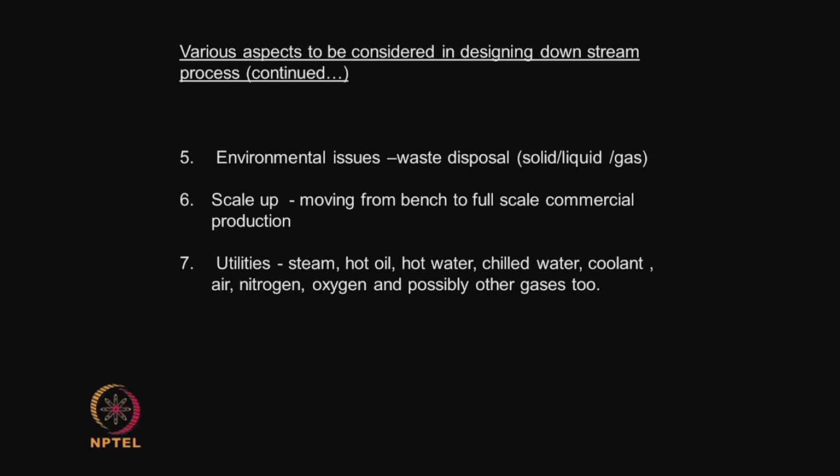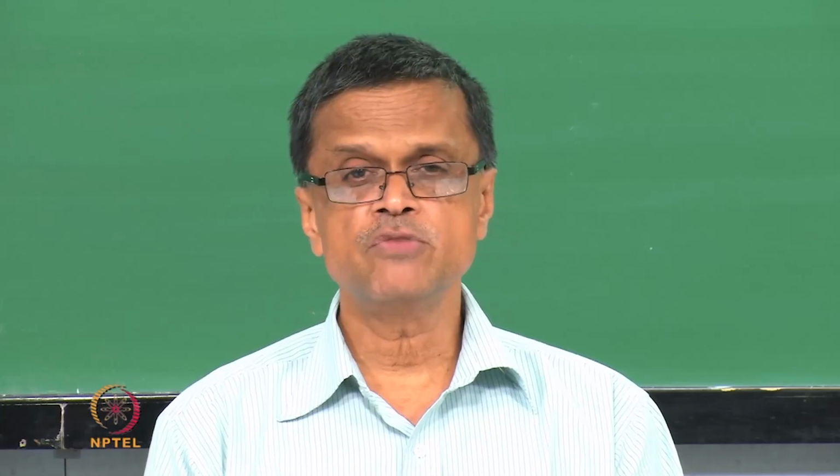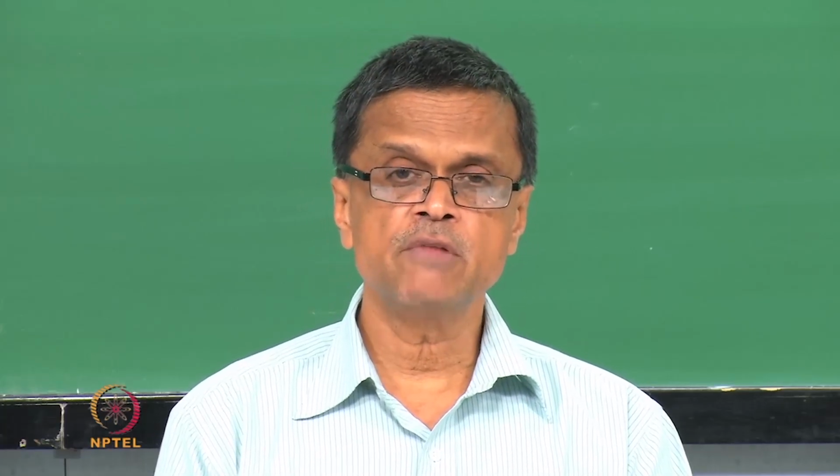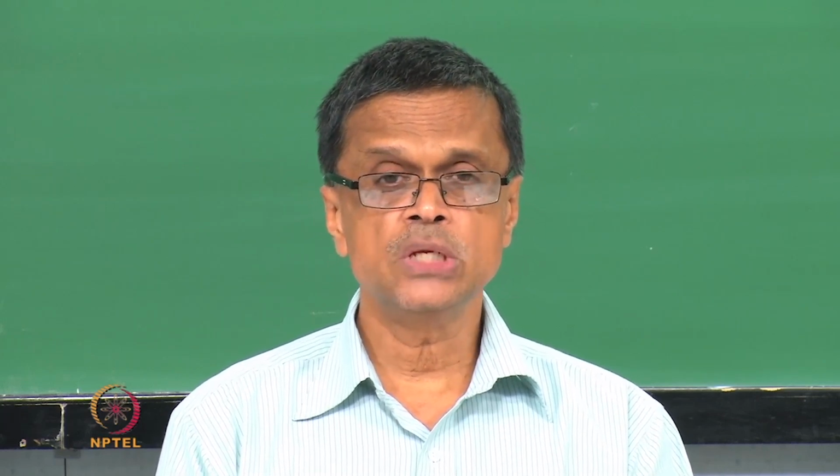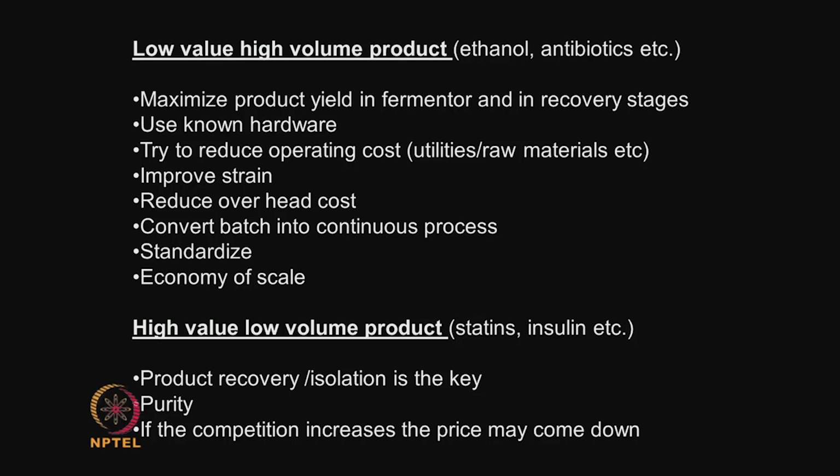How much steam am I going to use, am I going to use hot water, hot oil, chilled water, cooling, am I going to use different gases, air, nitrogen, oxygen, carbon monoxide, and so on. So, all these need to be considered when I am designing downstream. A downstream which will use less of these will always be preferred when compared to a downstream which will be using a lot of these utilities, and environmental issues like waste disposal and so on.